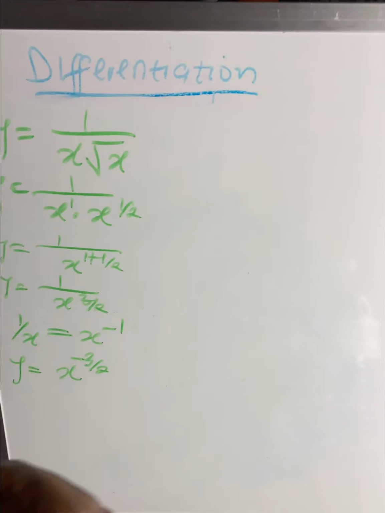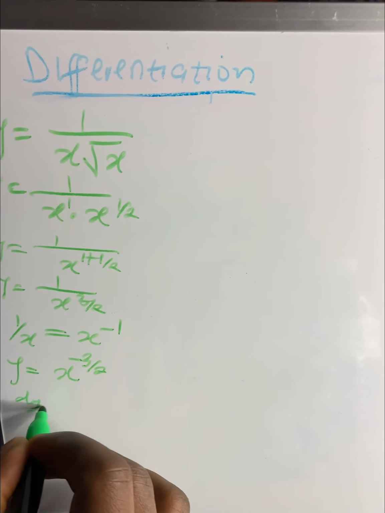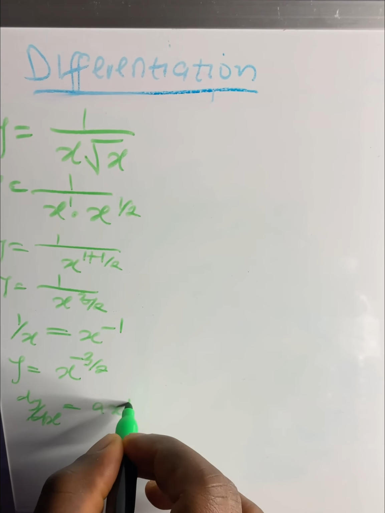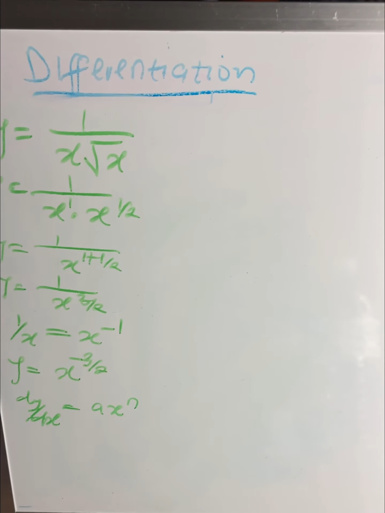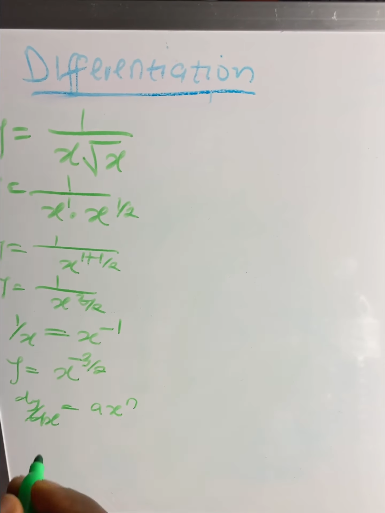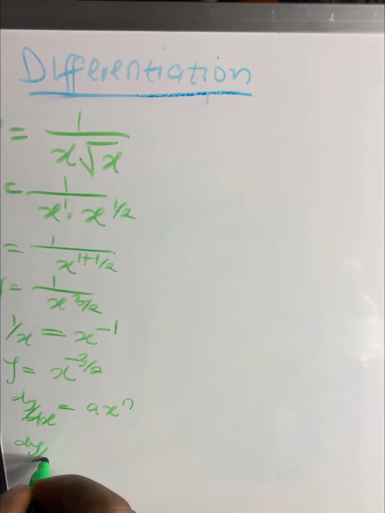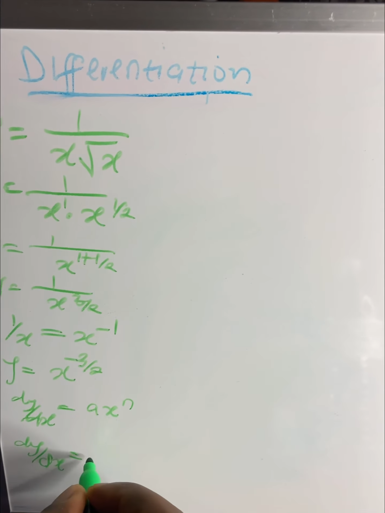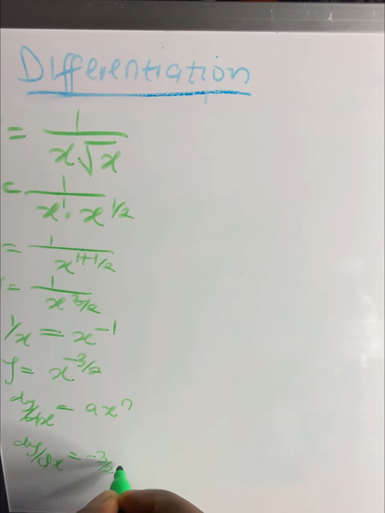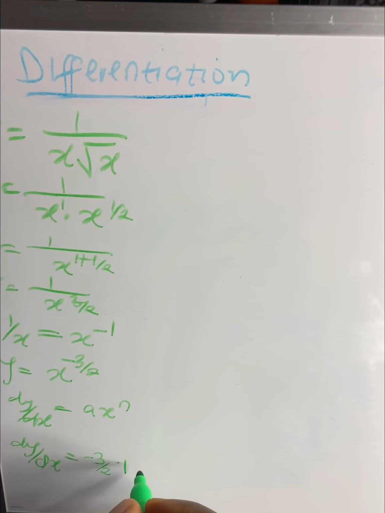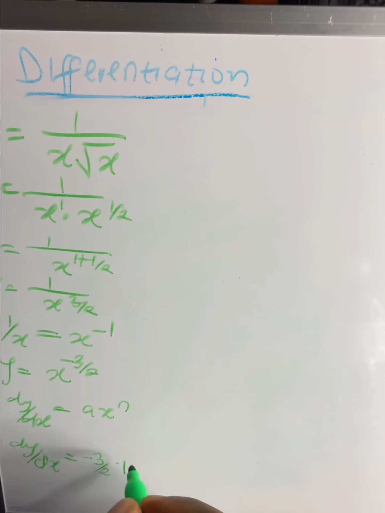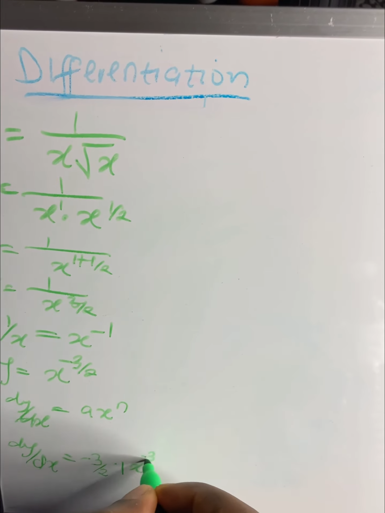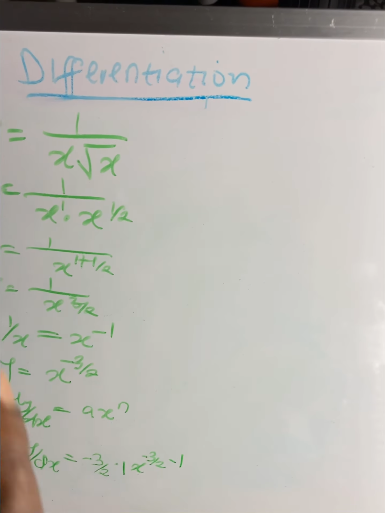So we need to find our dy/dx now. Our dy/dx, as we know, for a x to the power of n, where a is a constant and n is also a constant, if we apply the same formula here, dy/dx will be equal to, we use the power to multiply the constant, minus 3 over 2 multiplied by 1, x to the power minus 3 over 2 minus 1.